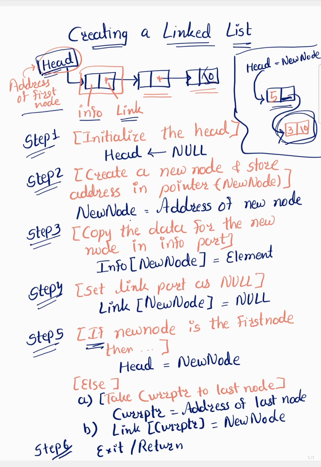After this we'll have the traversing algorithm in my further videos. I'll explain the three types of insertion: insertion at the beginning, insertion at the end, insertion at a specific position, as well as deletion from the beginning, deletion from the end, and deletion from a specific position, right?